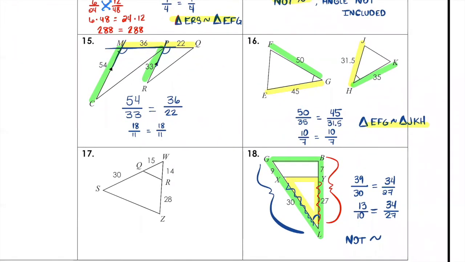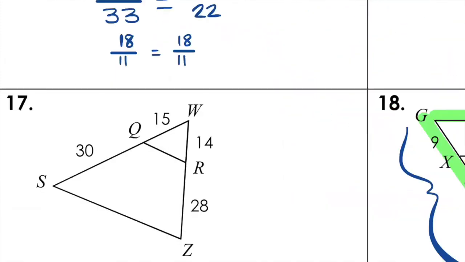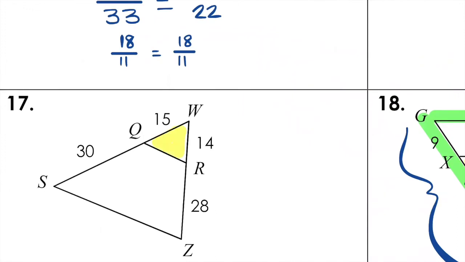So what do we got? CMP is similar to RPQ. Number 17, the old triangle within a triangle. They love to trick you. But wait, so we've got WQR and WSZ. So where is our congruent angle? W, because it's a what? Shared angle. W is a shared angle.